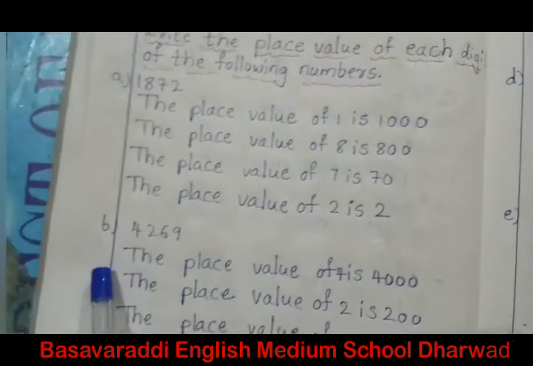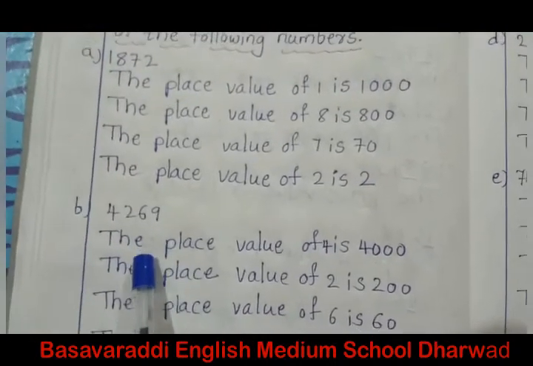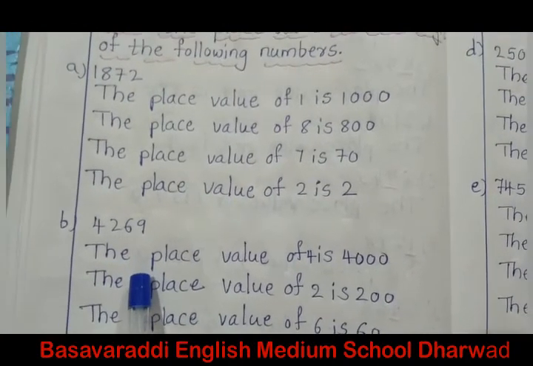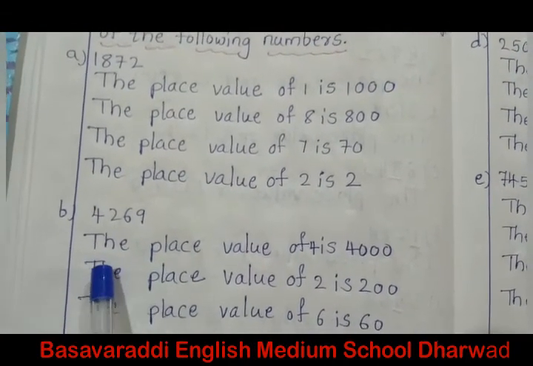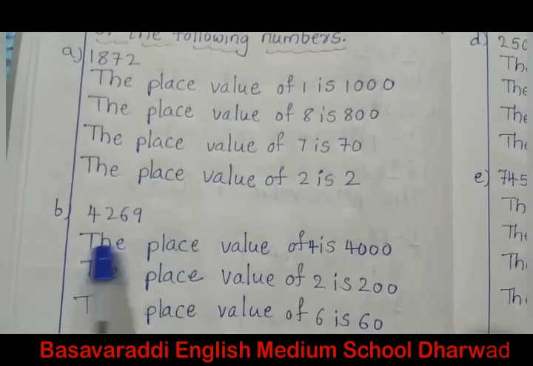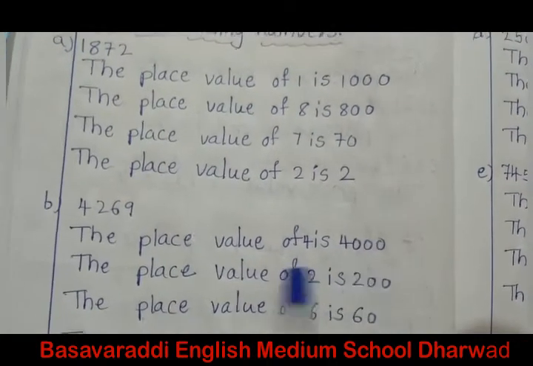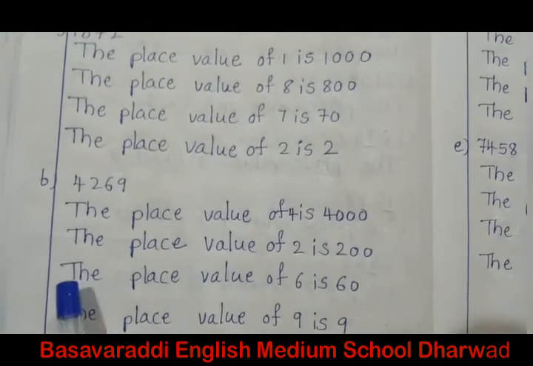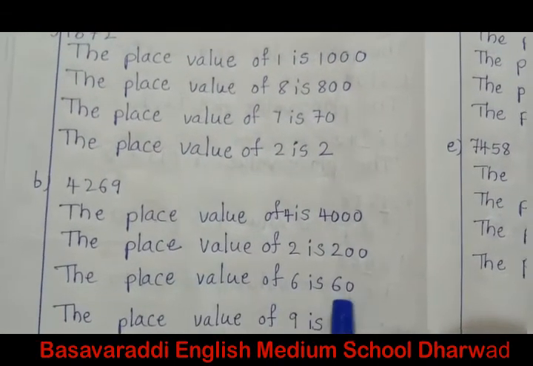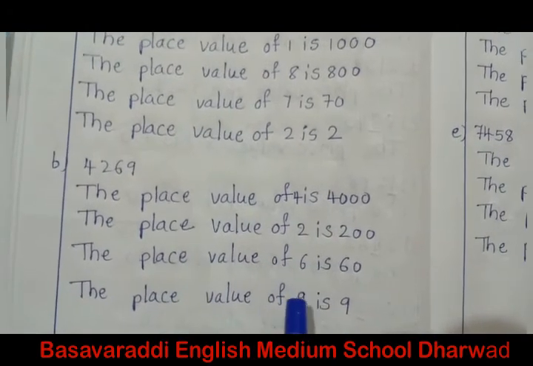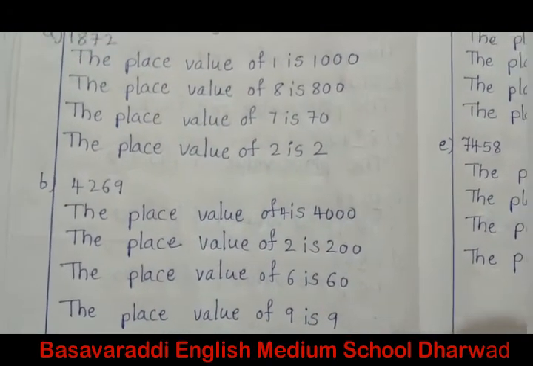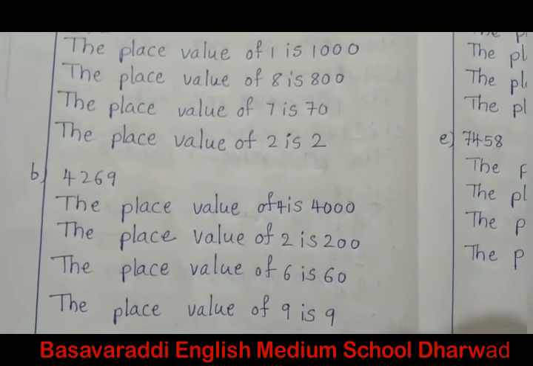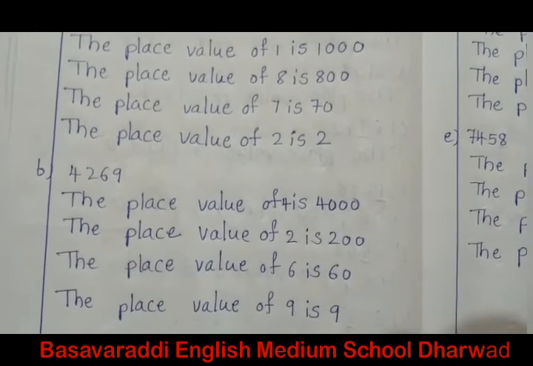Second one, 4269. We have to write down the place value of each digit. The place value of 4 is 4000. The place value of 2 is 200. The place value of 6 is 60. The place value of 9 is 9. That is the 1's place. 9 into 1, that is 9.